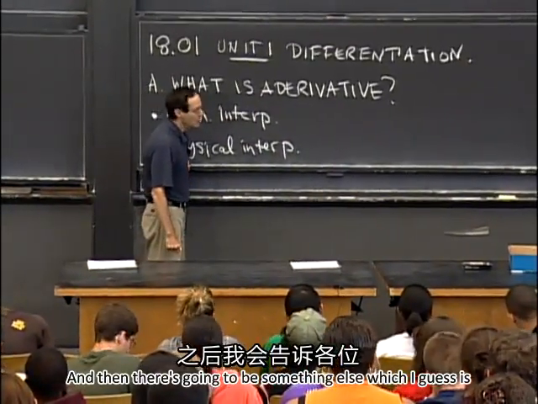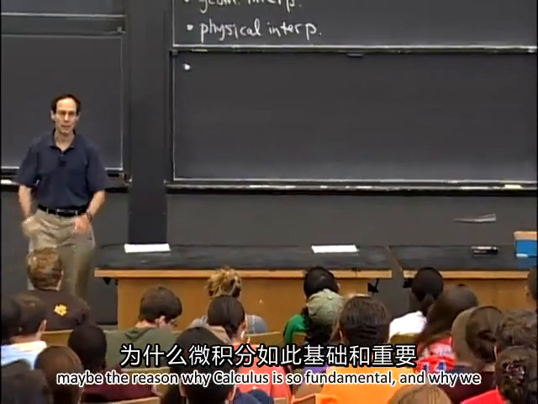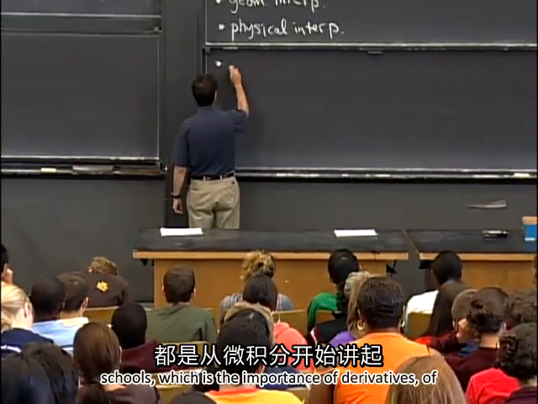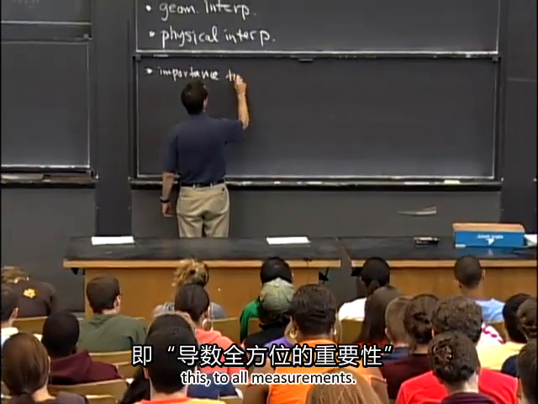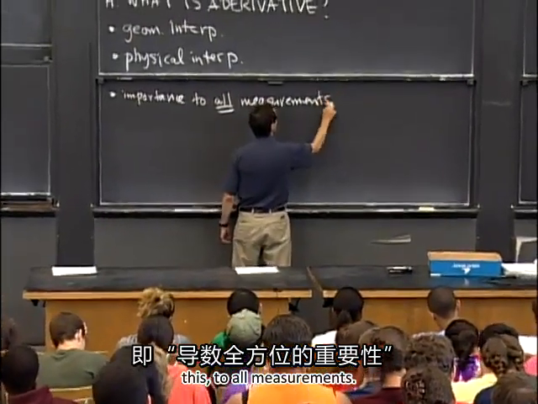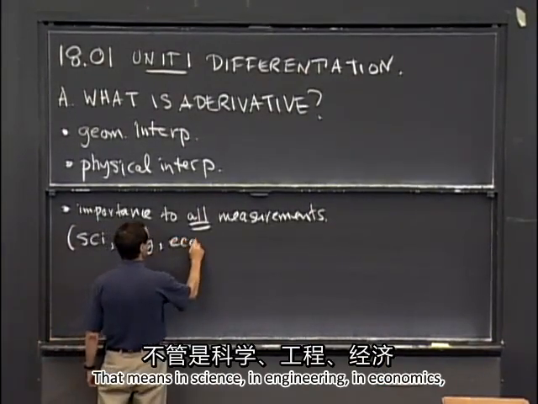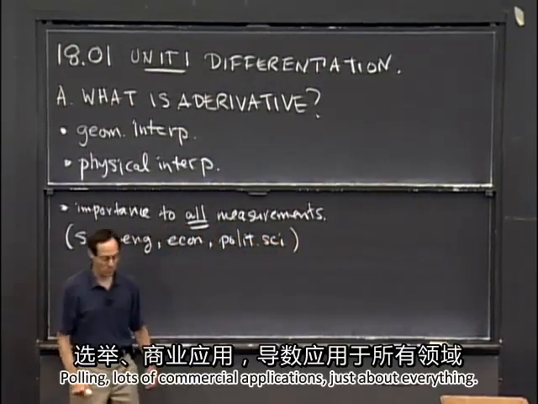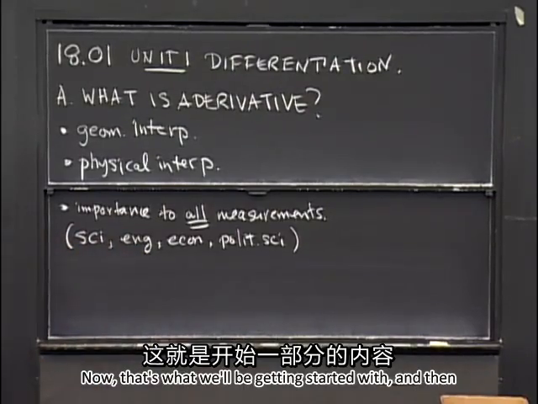And then there's going to be something else which I guess is maybe the reason why calculus is so fundamental and why we always start with it in most science and engineering schools, which is the importance of derivatives to all measurements. So that means pretty much every place. That means in science, in engineering, in economics, in political science, etc. Polling, lots of commercial applications, just about everything. Now, so that's what we'll be getting started with.